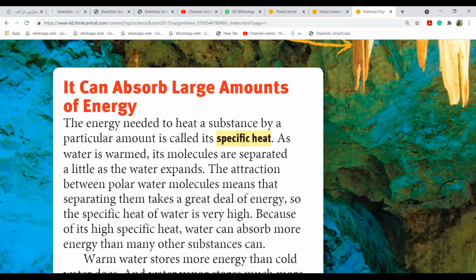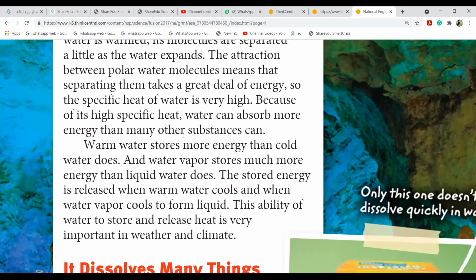When you warm the water, what happens to the molecules? They separate. The attraction between the polar molecules has to be broken to separate them, and it takes a lot of energy, girls. That's why the specific heat of water is very, very high. You don't feel that it happens in a millisecond. No, it takes a lot of energy to break them. Water can absorb more energy than many other substances.